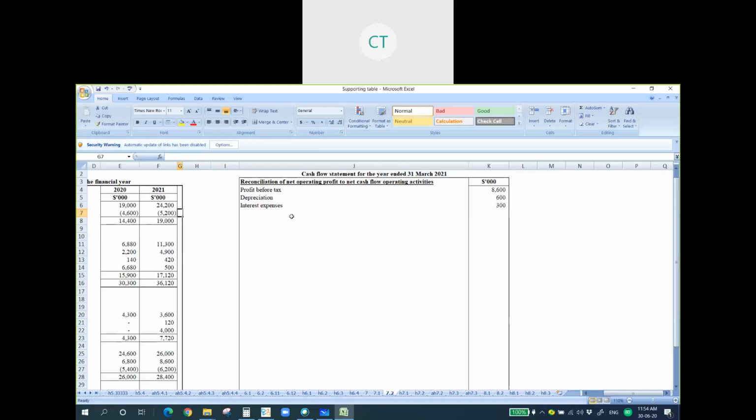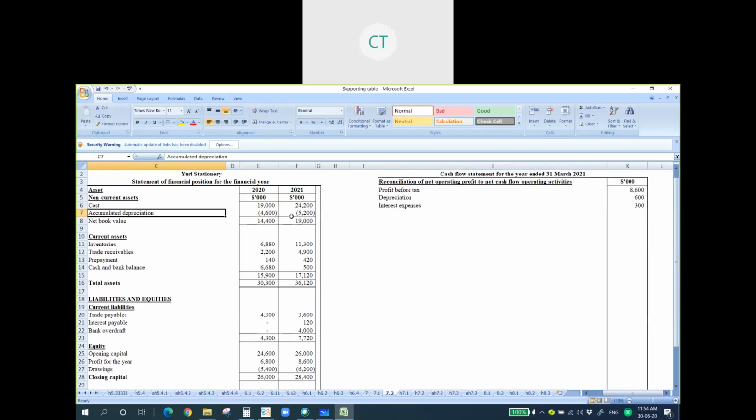The next thing we are going to do is the adjustment for your working capital. So we follow the sequence in our current assets. The first one, inventory. Year 2020 is 6,880, and in 2021 is 11,300. So can you tell me the movement? Is this movement an increase or decrease, and what is the impact on your cash flow? Alright, we calculate now.